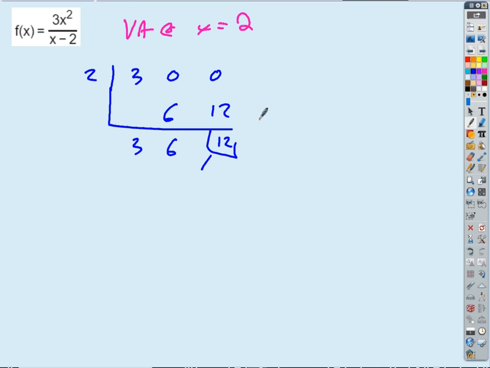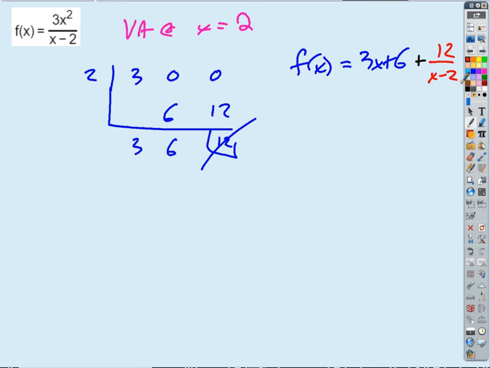But really, who cares, right? We don't care about that part, because if we write this out, then what that's telling us is that f of x equals 3x plus 6 plus 12 over x minus 2, right?